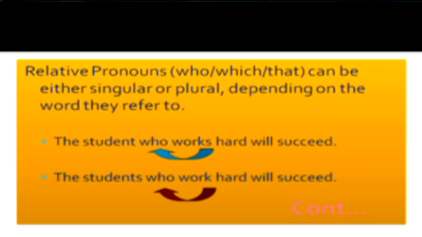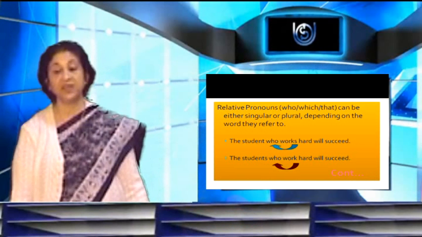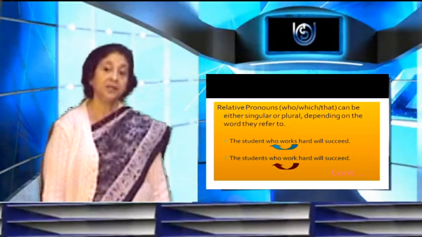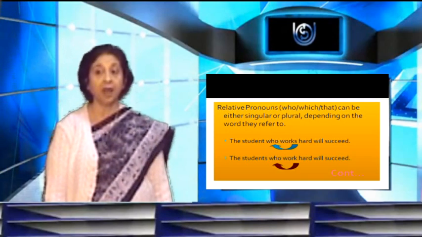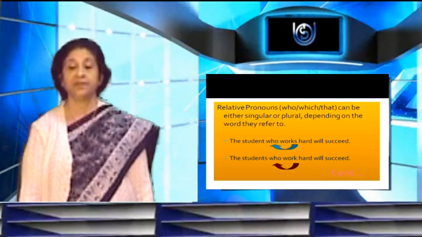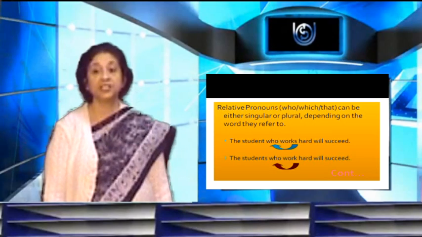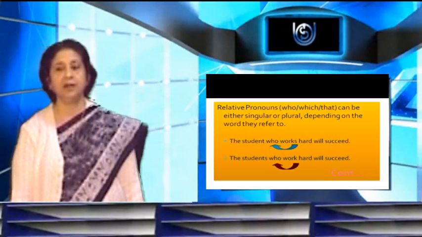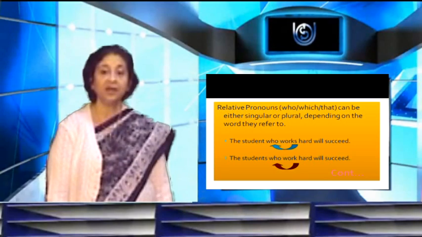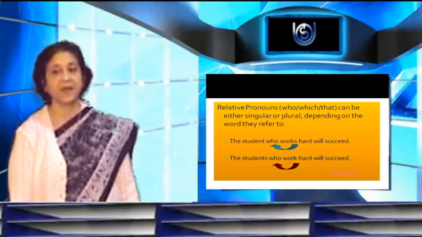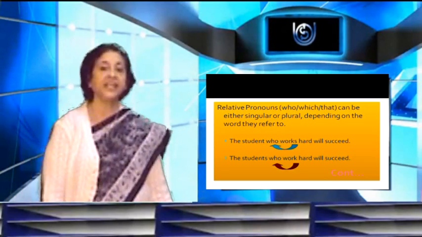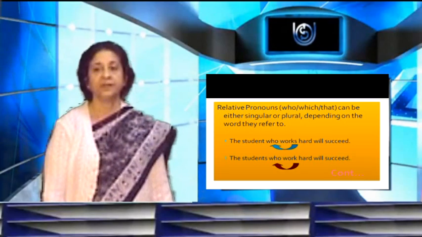Now relative pronouns, who, which, that, can be either singular or plural, depending on the word they refer to. Now this is also very interesting. Just see, the student who works hard will succeed. Here this who indicates singular. The students who work hard will succeed. Now here students plural is there. So the verb is agreeing with the subject.